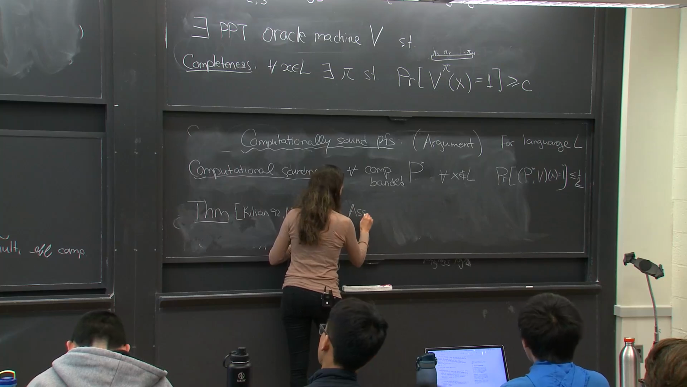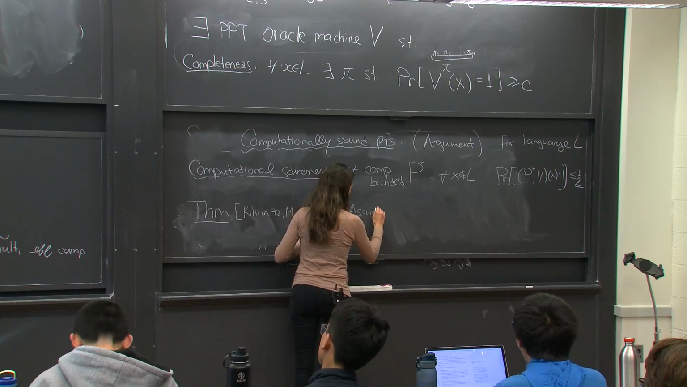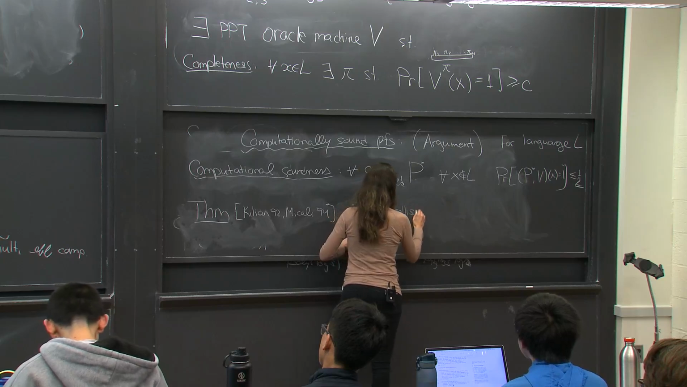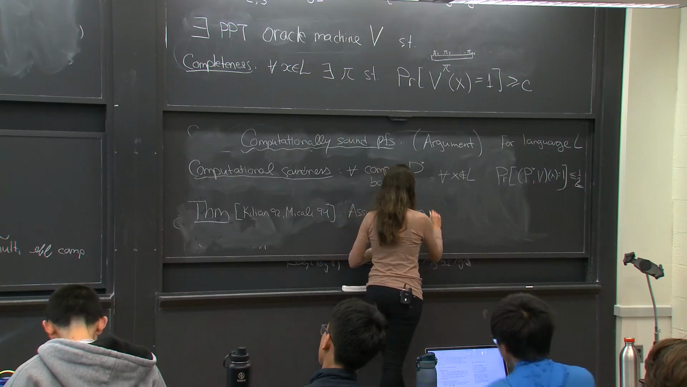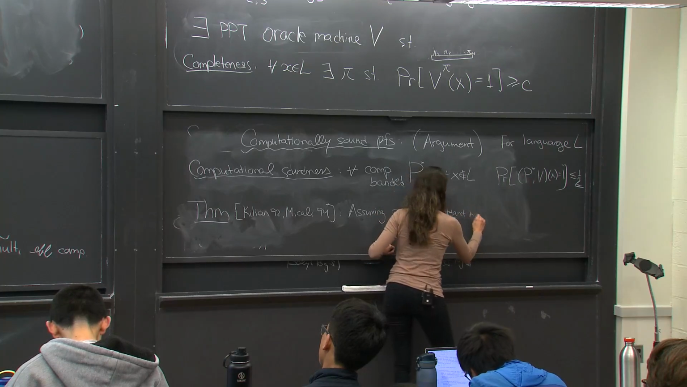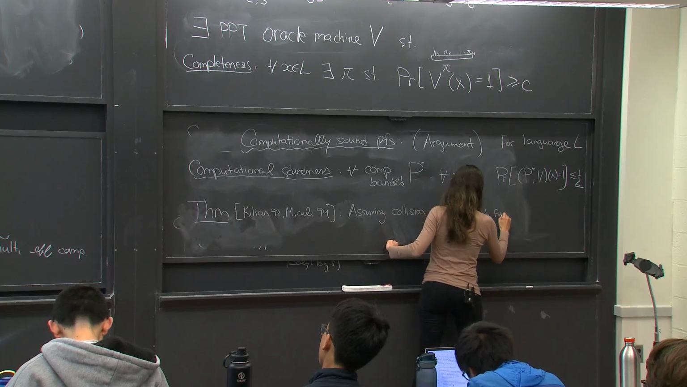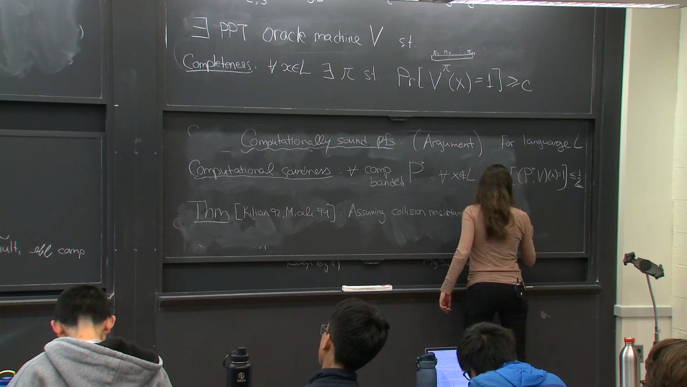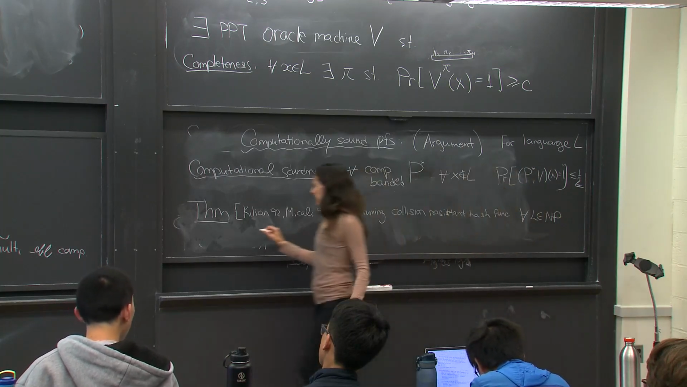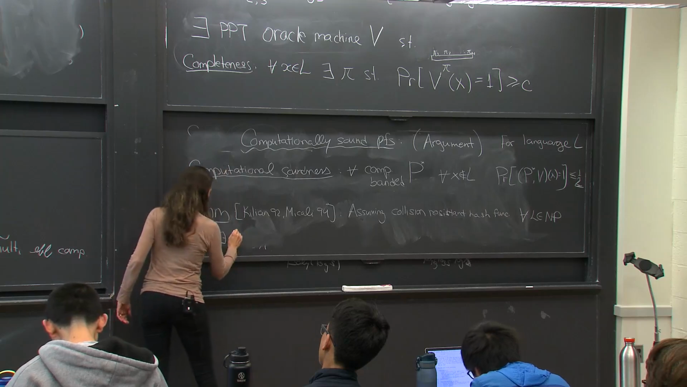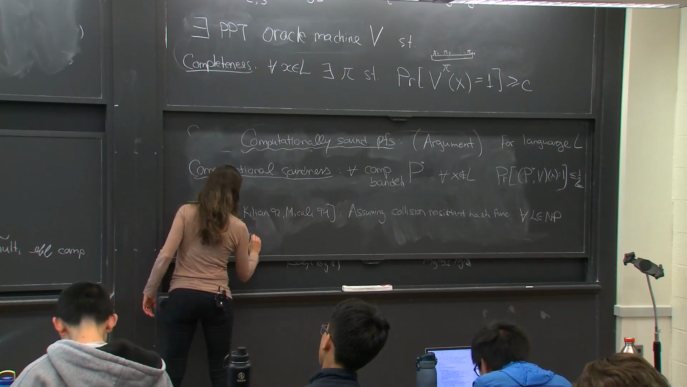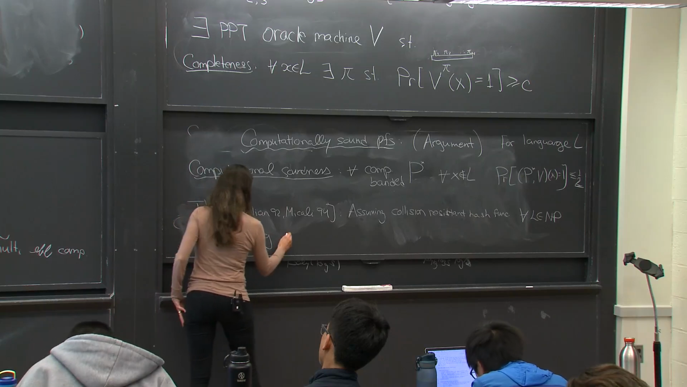Assuming collision-resistant hash functions, which I'll define in a minute, a cryptographic primitive, for any language in NP, there exists a 4-message argument system.